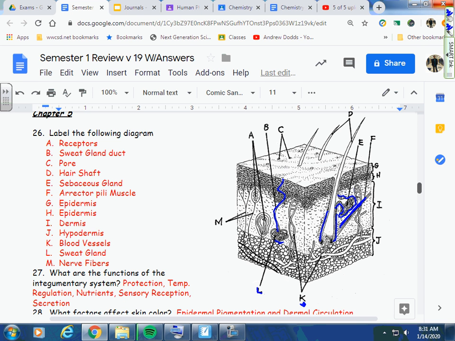G and H are both together the epidermis. I is the dermis. J is the hypodermis or subcutaneous layer. K is just pointing at blood vessels. L is the sweat gland, and M would be the nerve fibers.